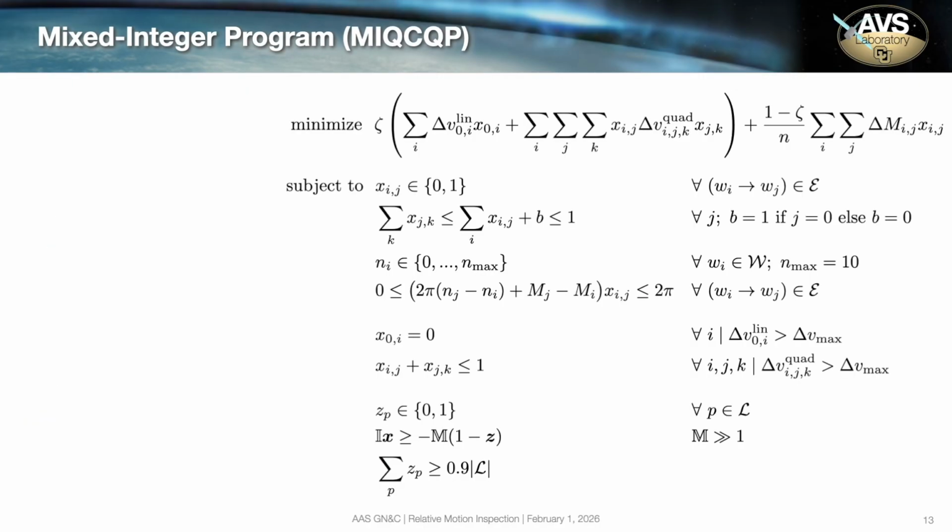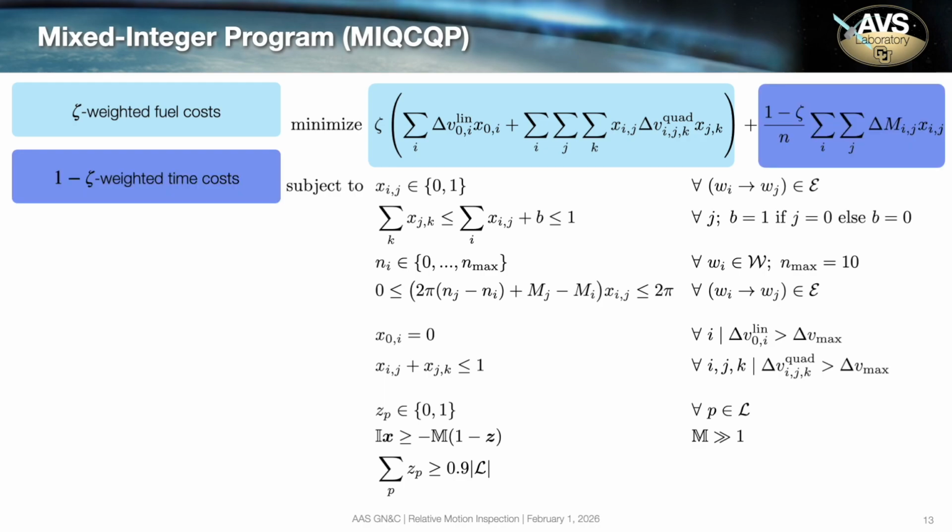The mixed integer problem for this graph is somewhat complicated. In our objective, we have a zeta weighted fuel cost term and a 1 minus zeta weighted time cost term. This is very similar to the alpha parameter in the reinforcement learning formulation, allowing us to guide our solver to solutions that either favor fuel efficiency or time efficiency.